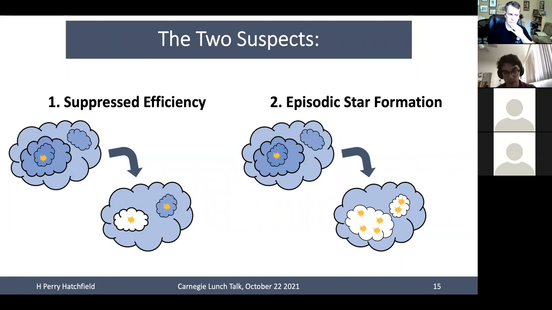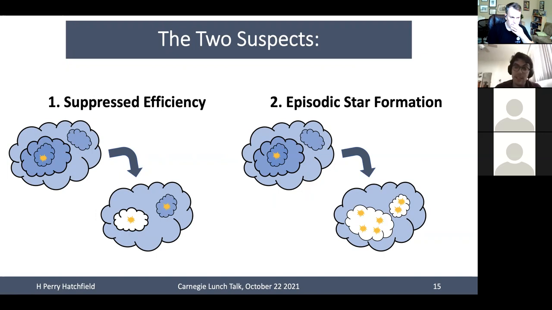And so even though there is a lot of dense gas, the physics of the galactic center prevents it from collapsing and forming stars. The second possibility is that there is a highly time variable, or episodic, star formation rate within the galactic center. So we happen to be looking at these dense molecular clouds now that aren't forming stars, but shortly they will be. And if this is the case, we would expect that in the past there's been a lot of star formation, and in the future there will be a lot more star formation. And we just happen to be looking at the galactic center at a low point.